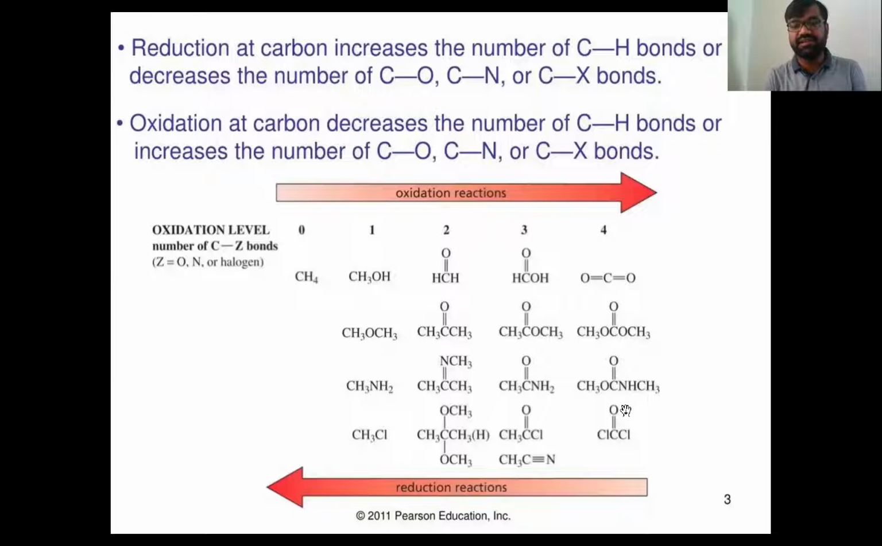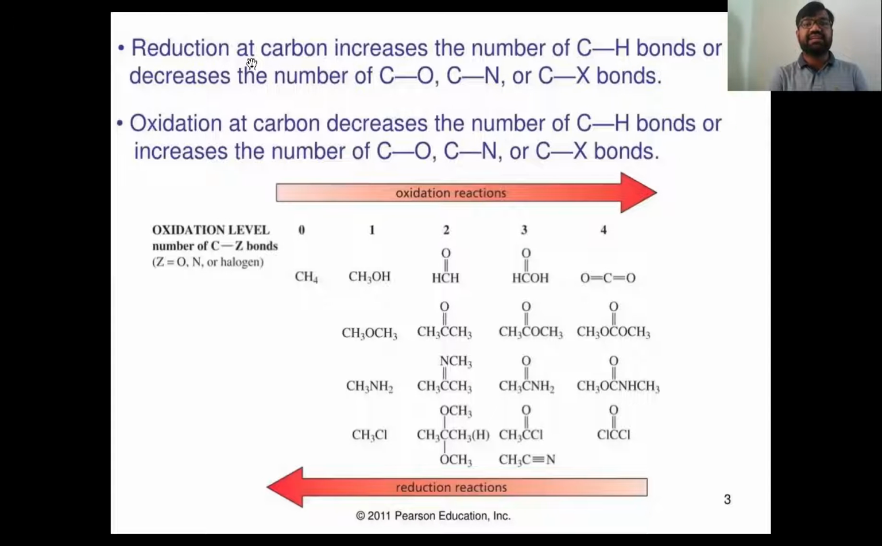Acyl chloride: here it has -1, -1, and oxygen itself -2. So -1, -1, -2, total -4. The overall molecule is 0, so the oxidation number of carbon is +4. So this is the oxidation level or oxidation number of carbon and other atoms.